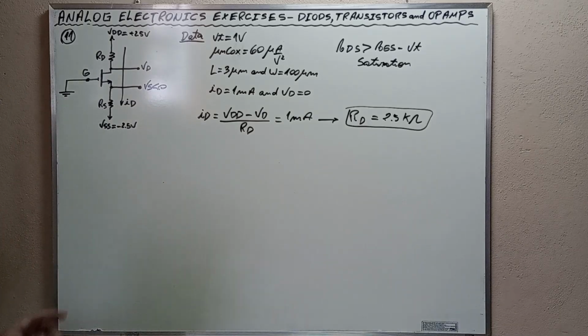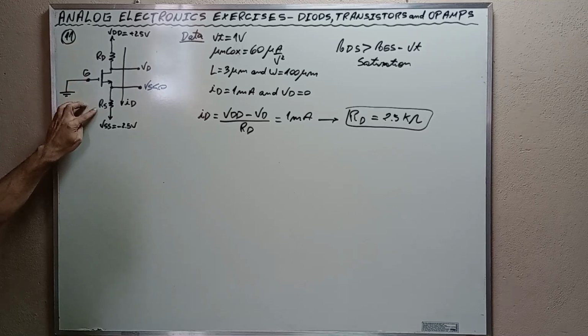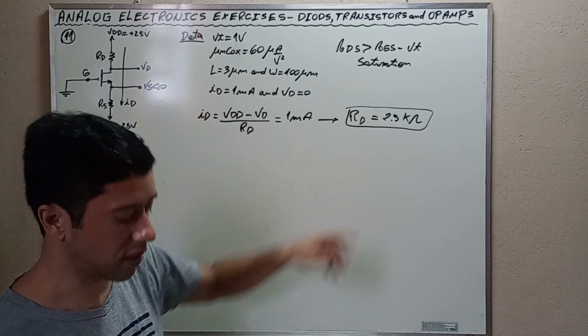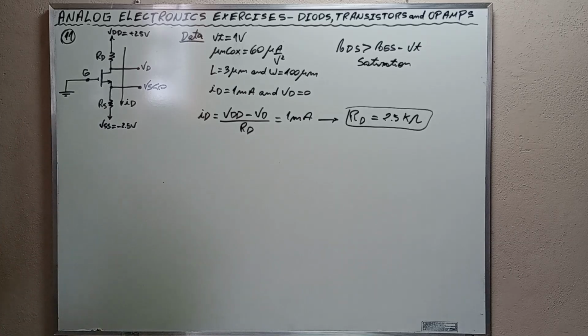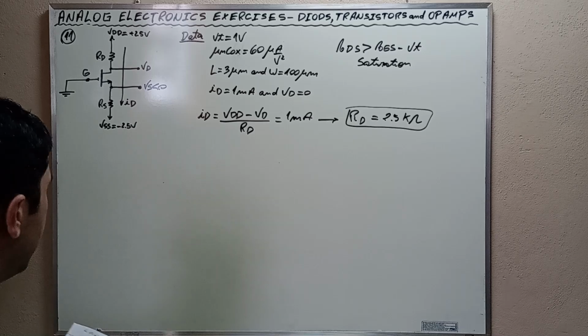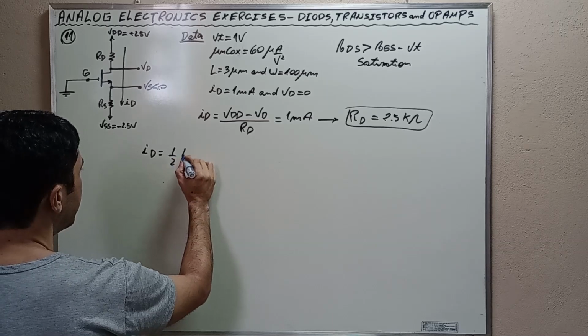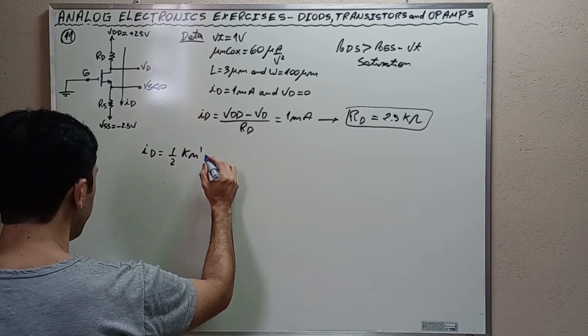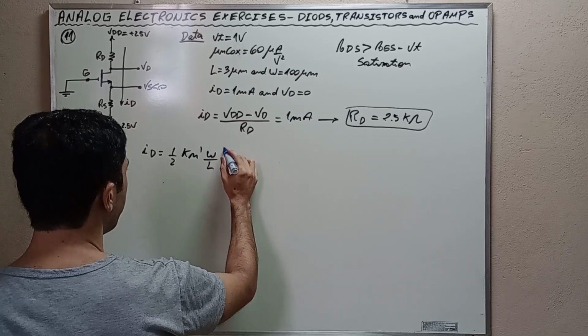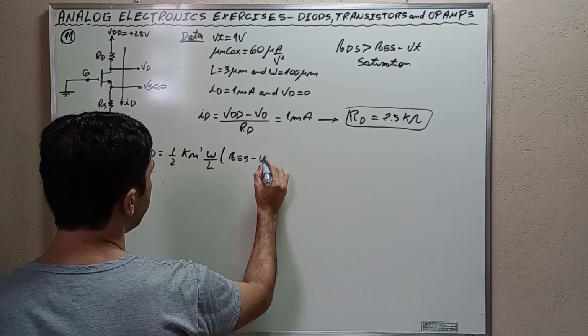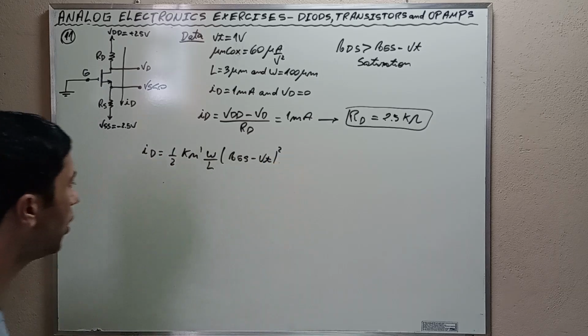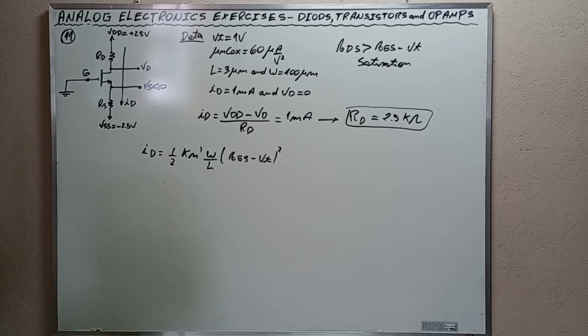Okay, this is the first result. The exercise wanted us to calculate RD and RS. We have already calculated RD. Now we need to calculate RS. As we are working with the device in saturation, this expression is valid. ID is equal to a half of Kn prime W over L times VGS minus VT squared. Okay, for saturation, this is the expression that we use for the current.